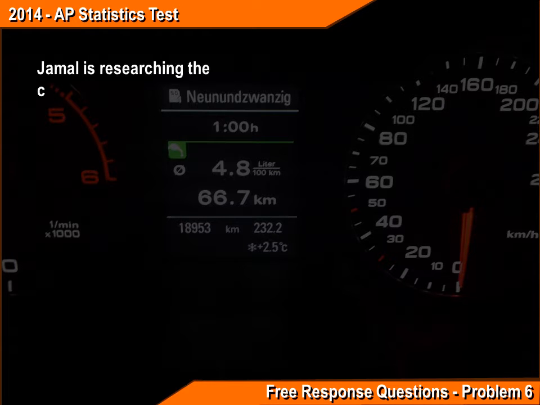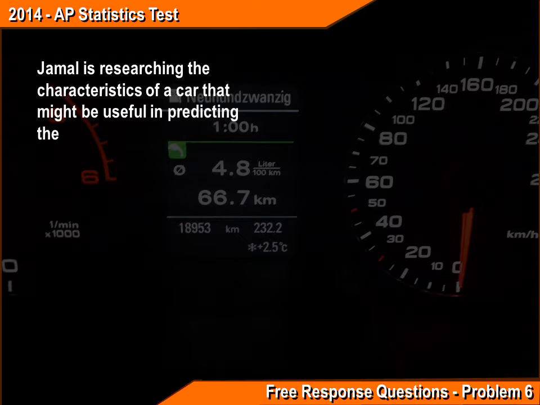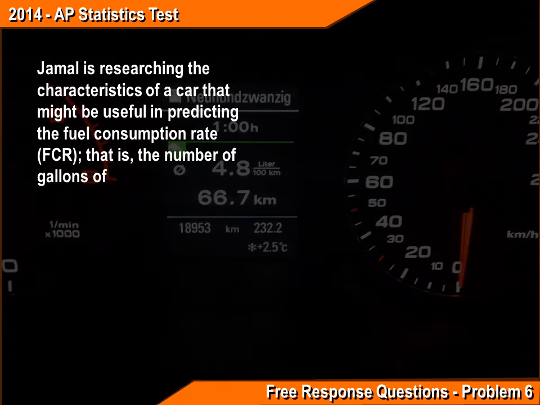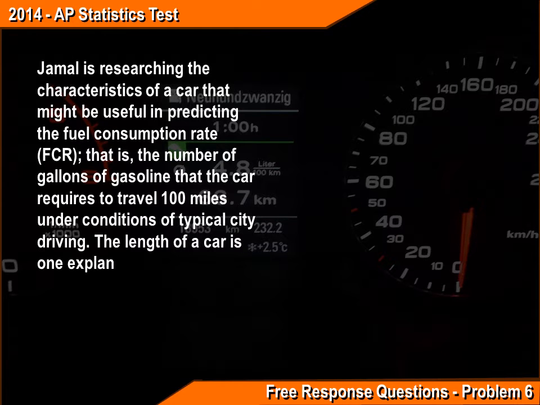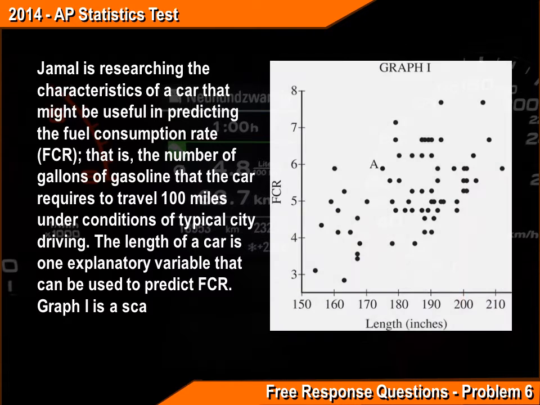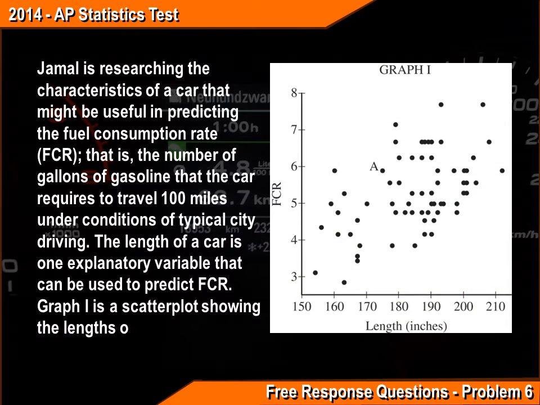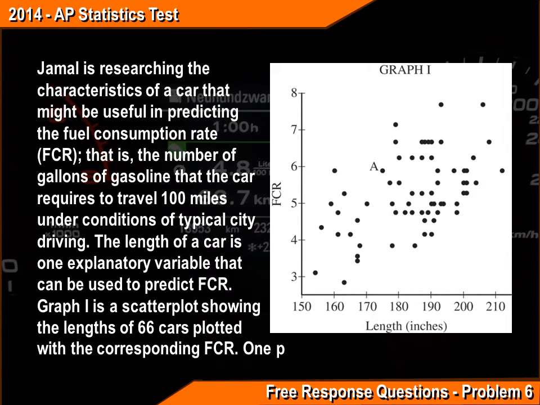Jamal is researching the characteristics of a car that might be useful in predicting the fuel consumption rate, FCR. That is, the number of gallons of gasoline that the car requires to travel 100 miles under conditions of typical city driving. The length of a car is one explanatory variable that can be used to predict FCR. Graph 1 is a scatter plot showing the lengths of 66 cars plotted with the corresponding FCR. One point on the graph is labeled A.